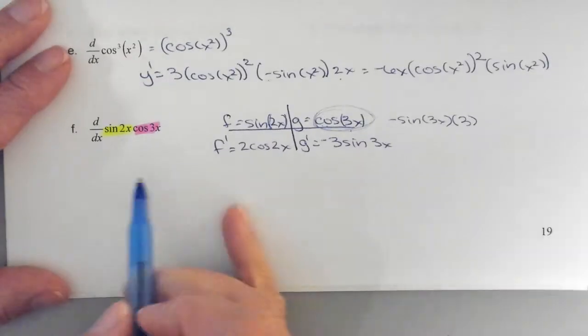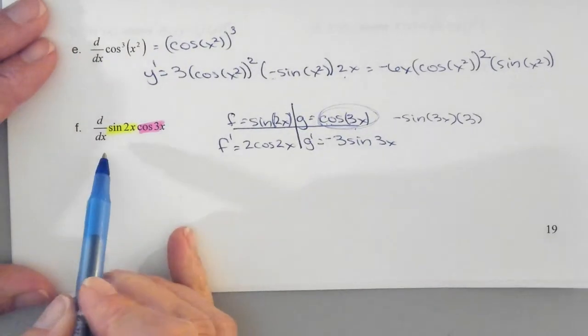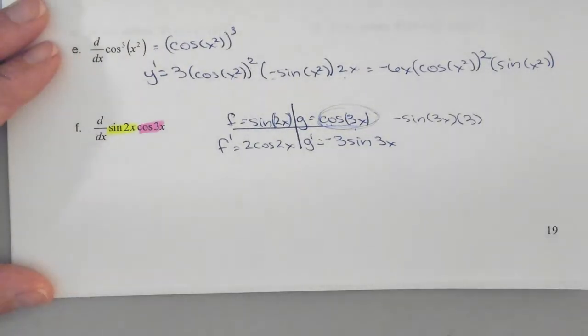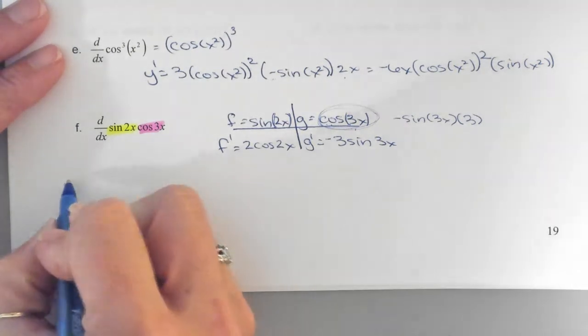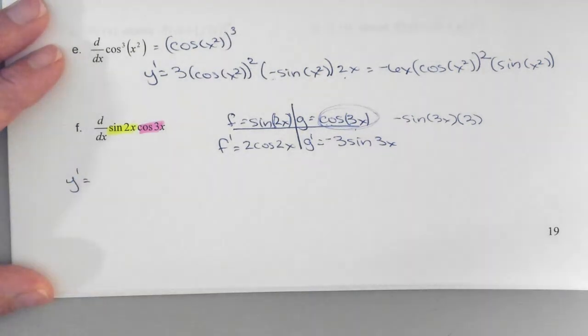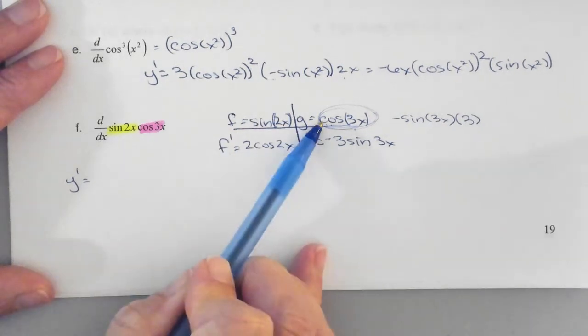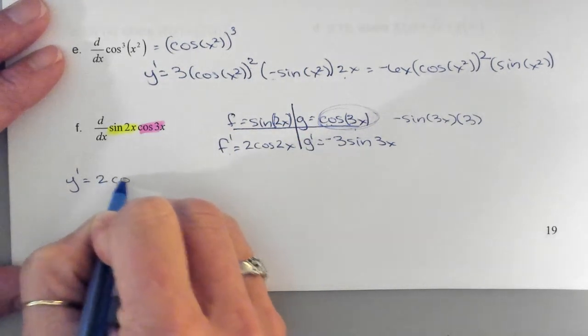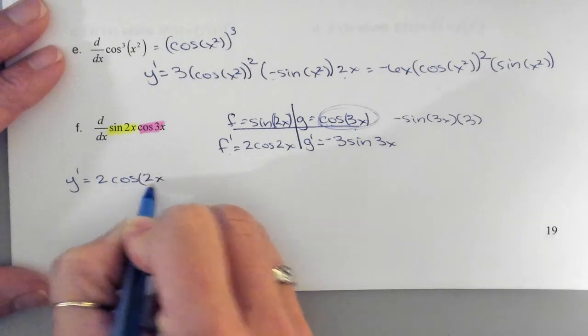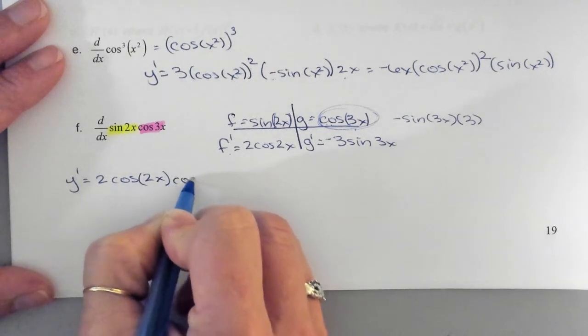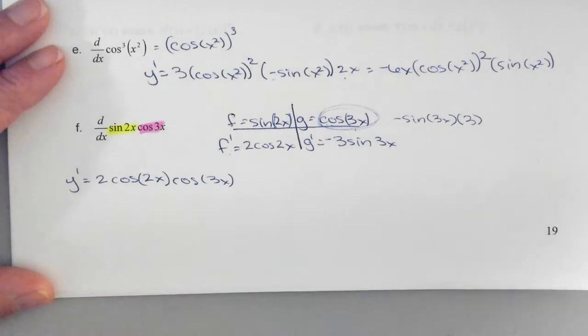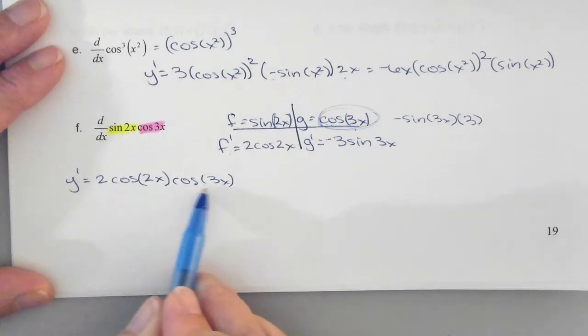Okay, so this was the setup for the product, but inside that product rule we had to use the chain rule. That was the whole thing. So now y prime is equal to, this is figgy, it's f prime times g. So f prime times g is just 2 cosine 2x cosine 3x. It's f prime g.